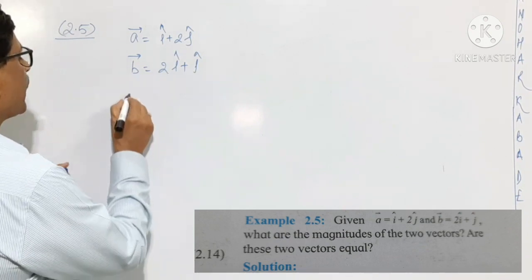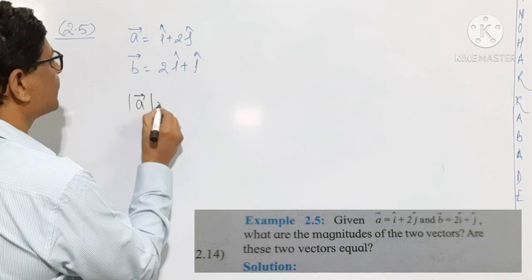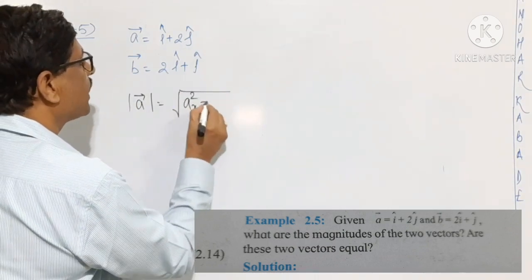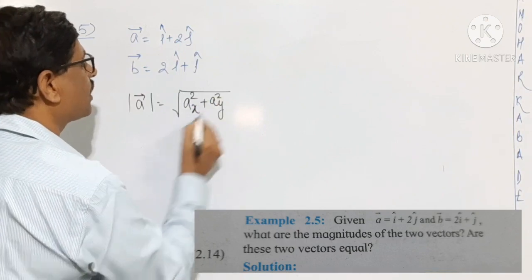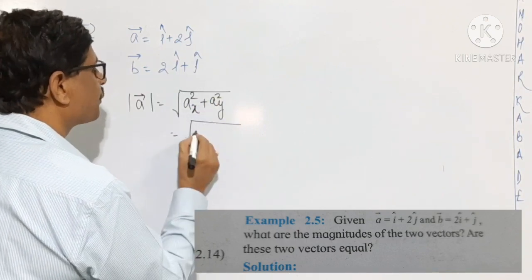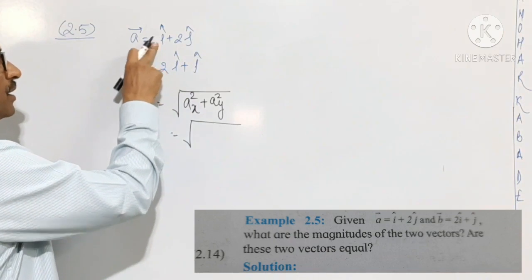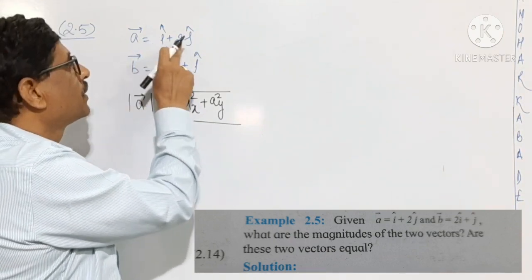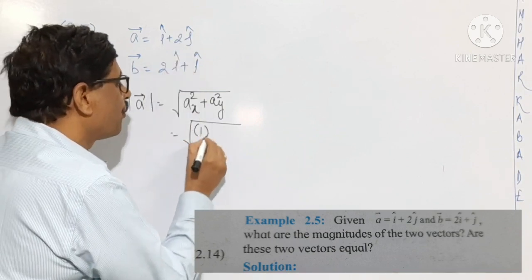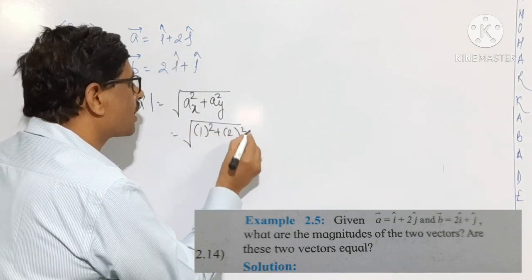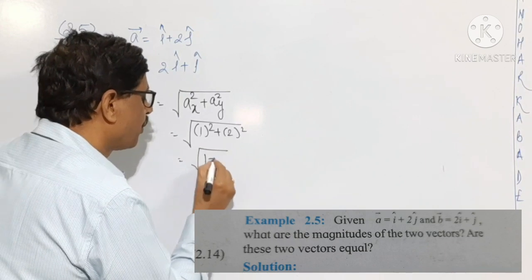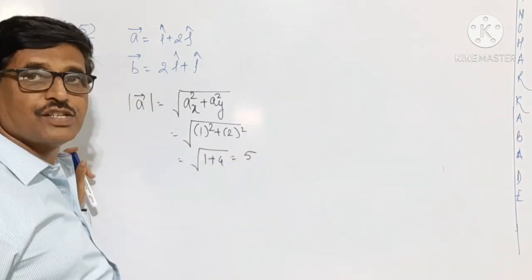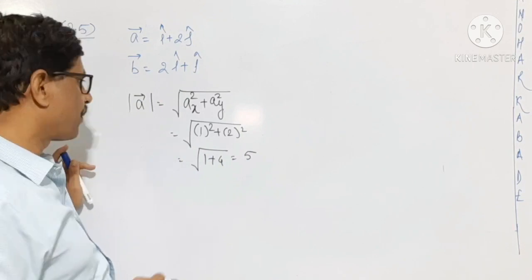The magnitude of vector A, I will write it as vector A is equal to the square root of ax square plus ay square. It should be equal to, here nothing is there, therefore it is multiplication by 1, so it should be 1 and it should be 2. Therefore 1 square plus 2 square, it should be equal to the square root of 1 plus 4, which is equal to 5. Magnitude of vector A is 5.